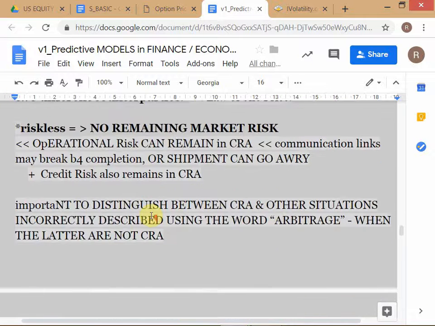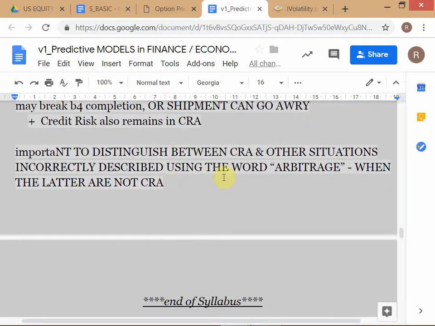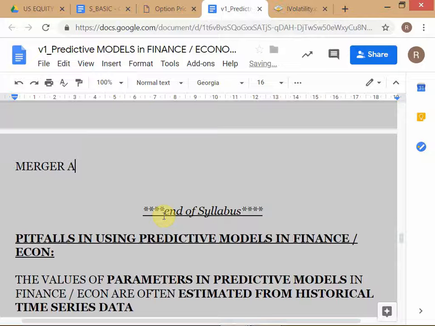Why is it important to define CRA? Because you have lots of other situations. Let's look at this one. Have you guys heard of this term called merger arbitrage? No? You haven't heard of merger arbitrage? So what is merger arbitrage? Merger arbitrage is buying stocks of target and acquirer. You understand target and acquirer? Yes, sir.